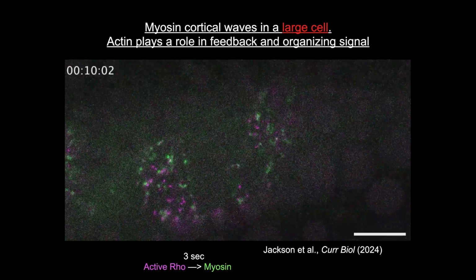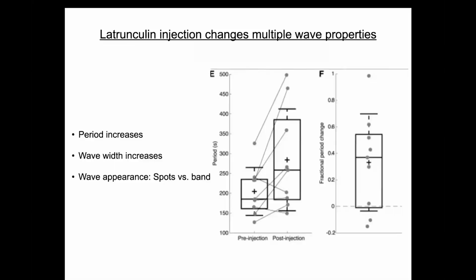This is just to show that when latrunculin is injected, the period of the wave increases, the width increases, and the appearance dramatically changes. So rather than getting a nice band of propagating Rho and then myosin, which you can see the lag, you get these stationary spots that increase in activity and then go down.